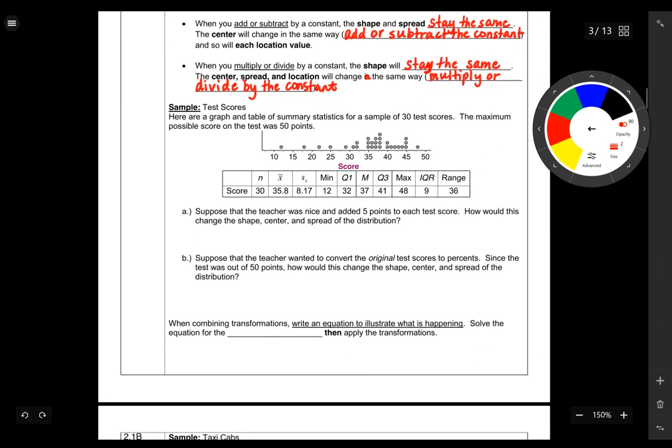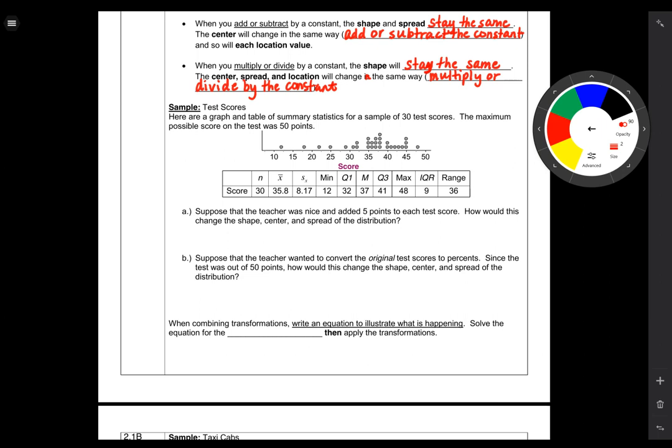And here is our example. Here are a graph and table of summary statistics for a sample of 30 test scores. The maximum possible score on the test was 50 points. So you have a dot plot, and then you have the printout, which gives you the 5-number summary, tells you how many data values there are, gives you the mean and standard deviation.